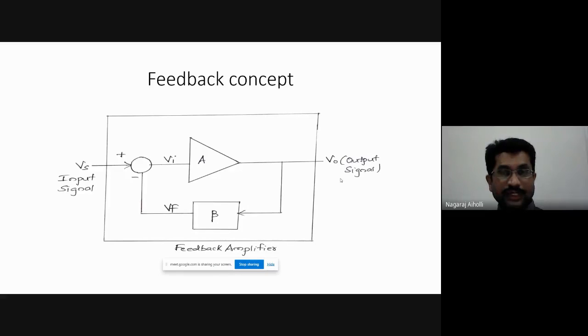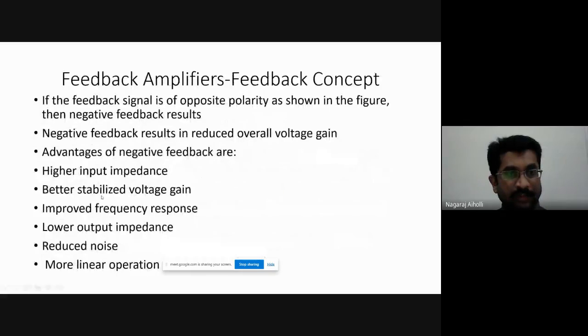What is the frequency response? It is a graph of the gain of the circuit versus frequency. The advantages are high input impedance, better stabilized voltage gain, improved frequency response, low output impedance, reduced noise, and linear operation. Linear operation means there is linearity between output and input: as the input increases, the output also increases, and as the input decreases, the output also decreases. These are the advantages of negative feedback amplifiers.